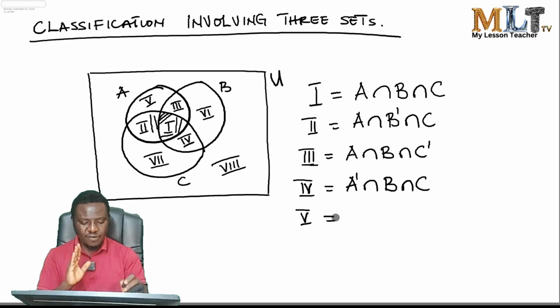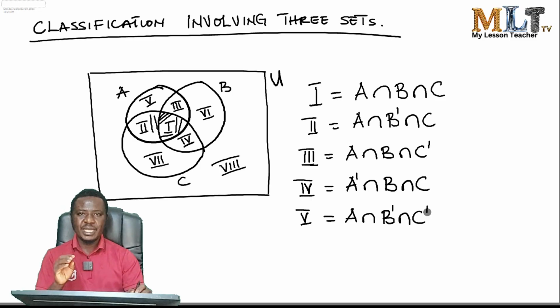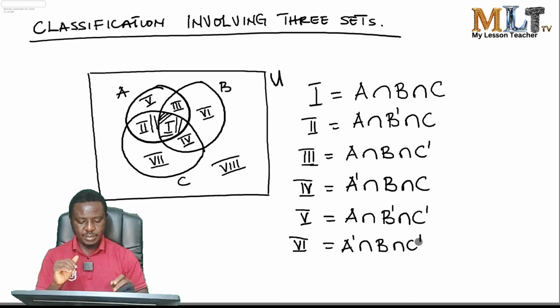Elements that can only be found in A can be written as A intersection B prime intersection C prime, meaning they can only be found in A, while region 6 contains elements that can only be found in B. This can be written as A prime intersection B intersection C prime, while region 7 contains elements that you can find only in C. This can also be written as A prime intersection B prime intersection C.